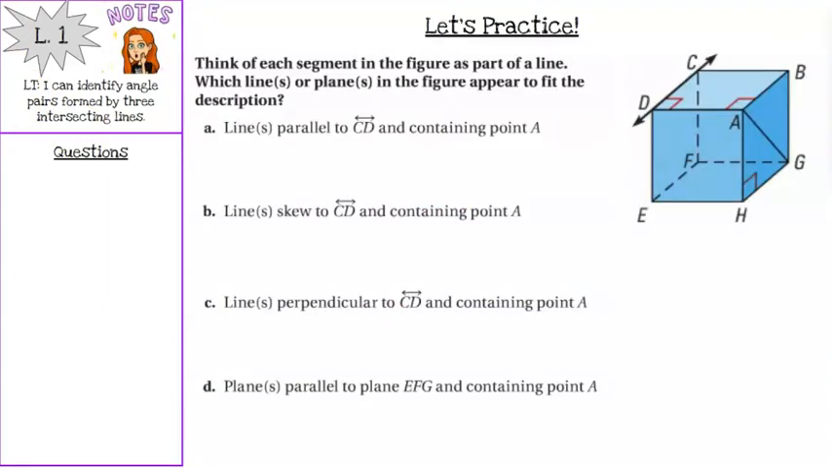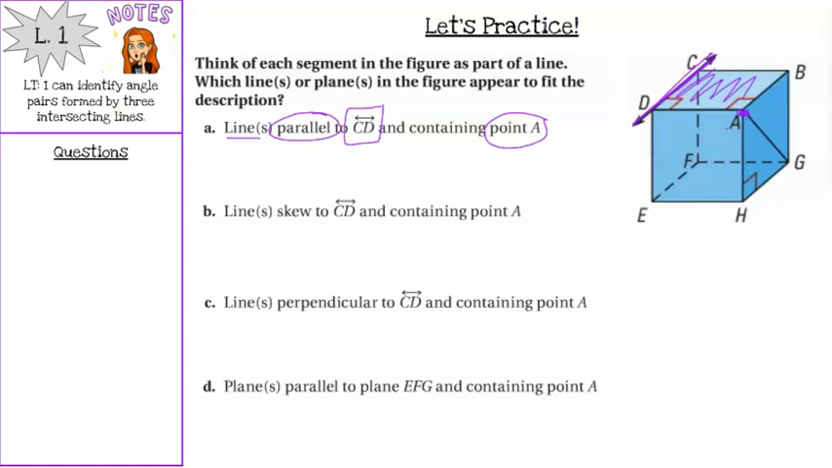So let's practice. Think of each segment in the figure as part of a line. Which lines or planes in the figure appear to fit the description? Lines parallel to line CD, containing point A. Parallel means they're on the same plane and they do not intersect. So to be on the same plane, it would have to be this top plane right up here.